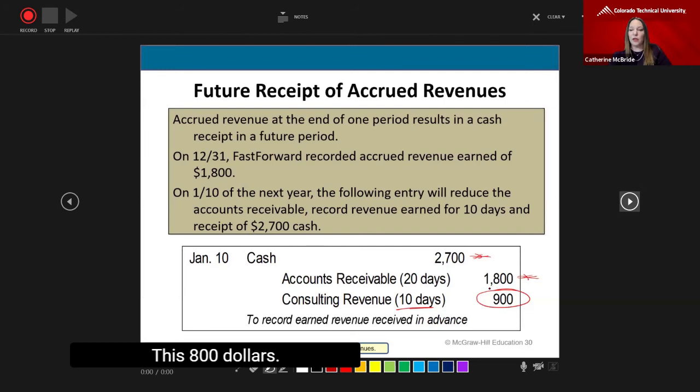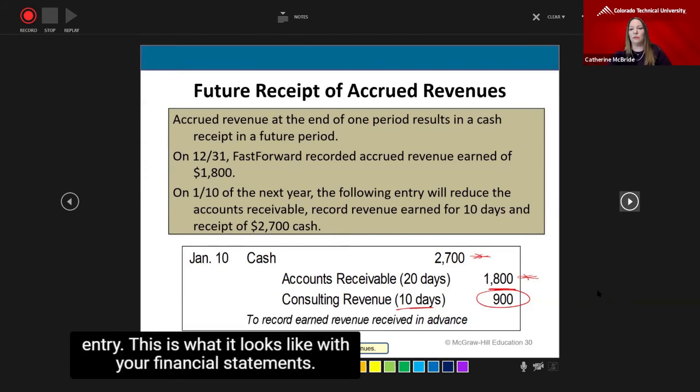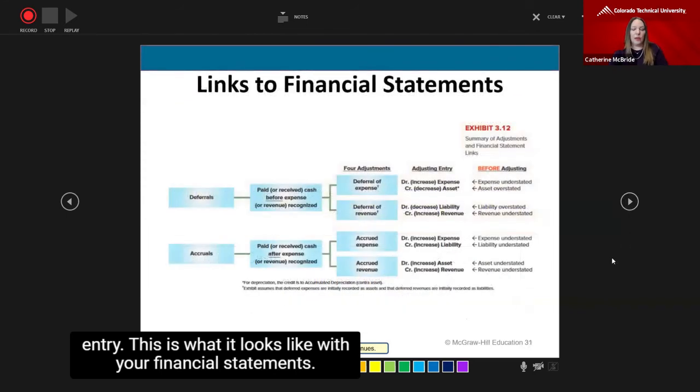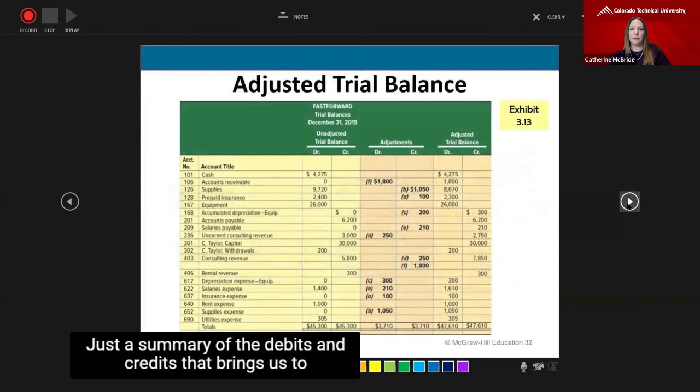This $1,800, we already recorded that revenue. We recorded that revenue in December when we did our adjusting entry. This is what it looks like with your financial statements. Just a summary of the debits and credits.